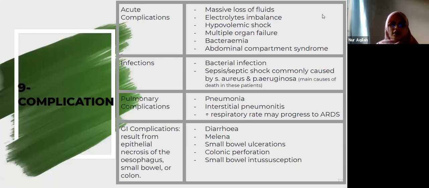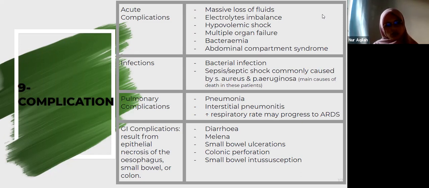Okay, so the complications of SJS. In a severe patient, they may present with acute complications such as massive loss of fluids, electrolyte imbalance, hypovolemic shock, multiple organ failure, bacteremia, and also abdominal compartment syndrome. Since there is a high risk of infections, particularly bacterial infections, they are also predisposed to sepsis or septic shock, which is commonly caused by Staph aureus or Pseudomonas aeruginosa. And Pseudomonas aeruginosa infection is the main cause of death in SJS patients.